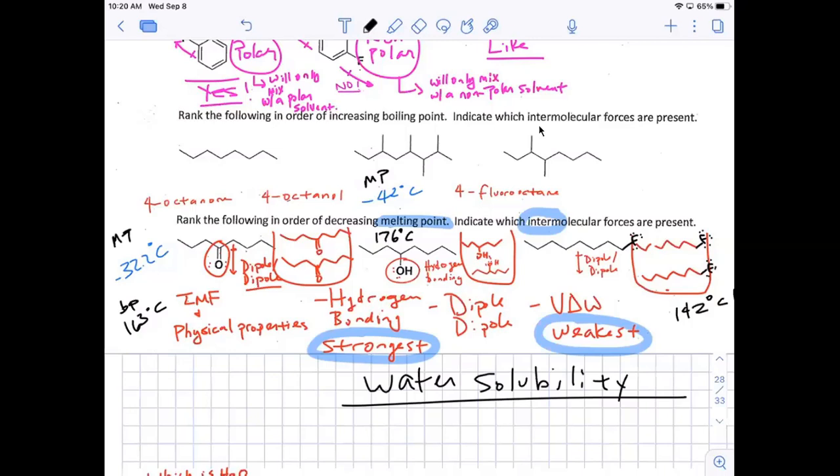Now, when you look at the fluorooctane and the octanol, there's a 21-degree difference in the boiling point, but they're both held together by dipole-dipole interactions, right? There's a dipole between the carbon and fluorine. There's a dipole in the carbonyl. Why do you think that's such a big difference in those two, if they're both dipole?